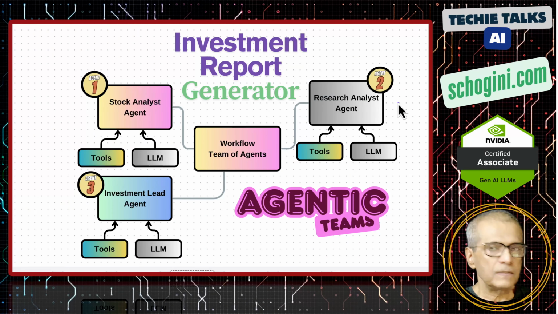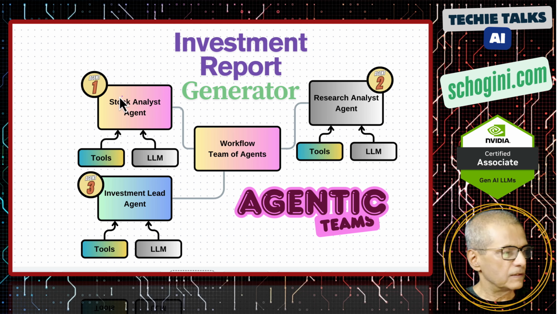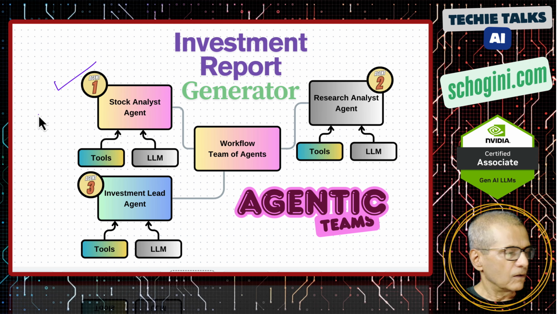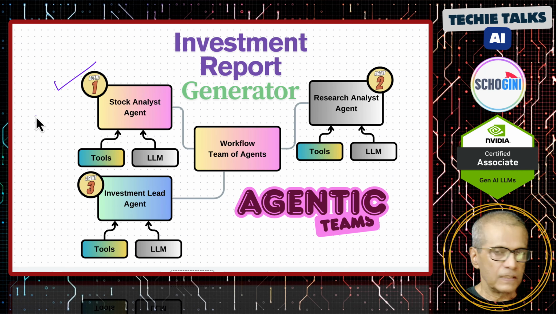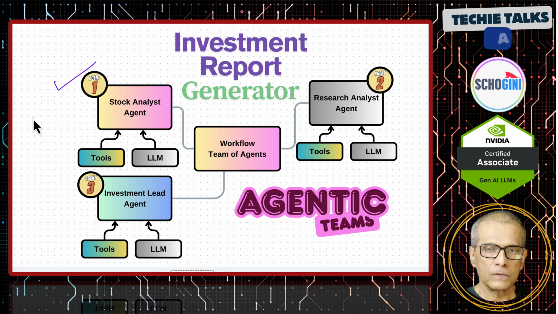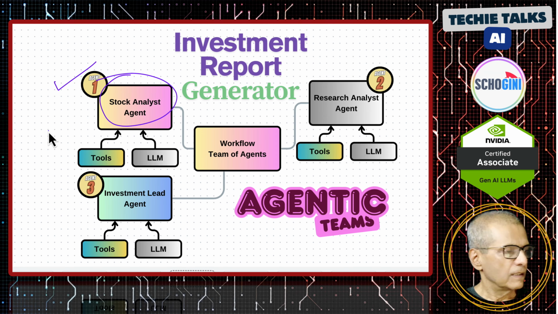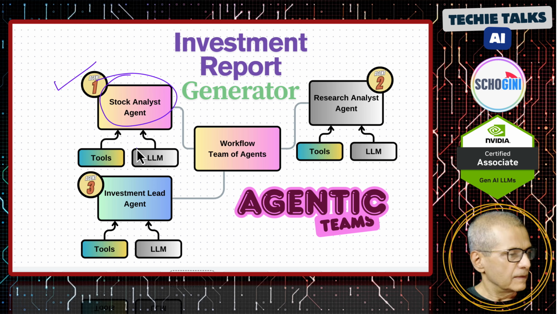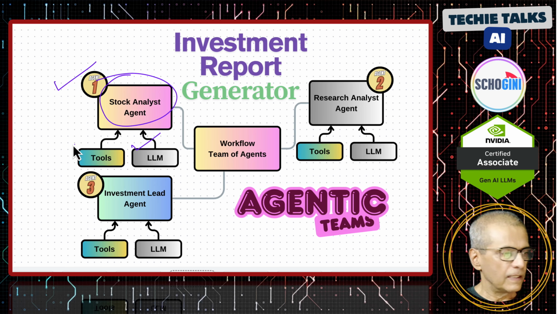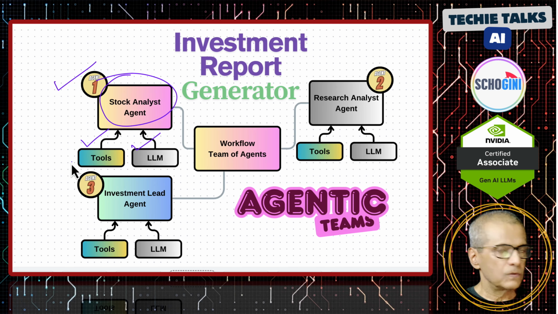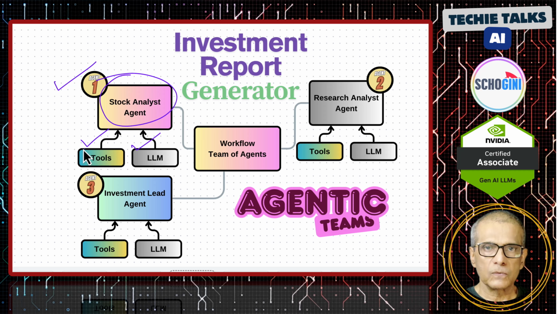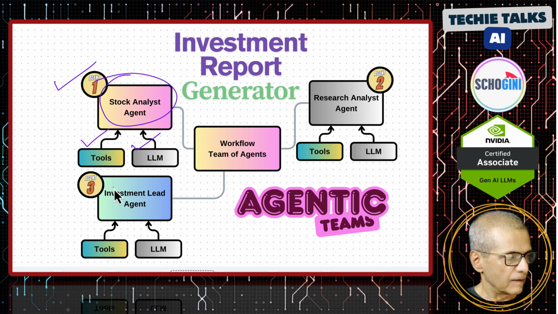So in this agentic application, which is a team of agents, we have a stock analyst agent. You give this agent the tickers that you want to consider. Now, this is focusing on one specific domain, to analyze the stock market. It will have a connection to AI and may also have tools attached. These are web access tools, stock market access tools, etc.